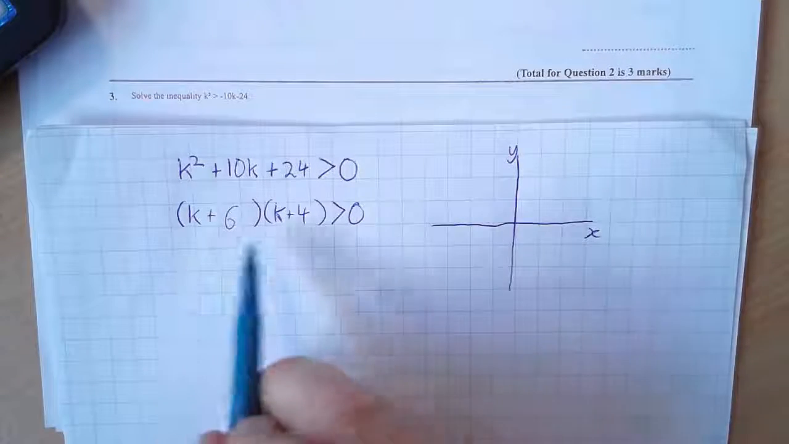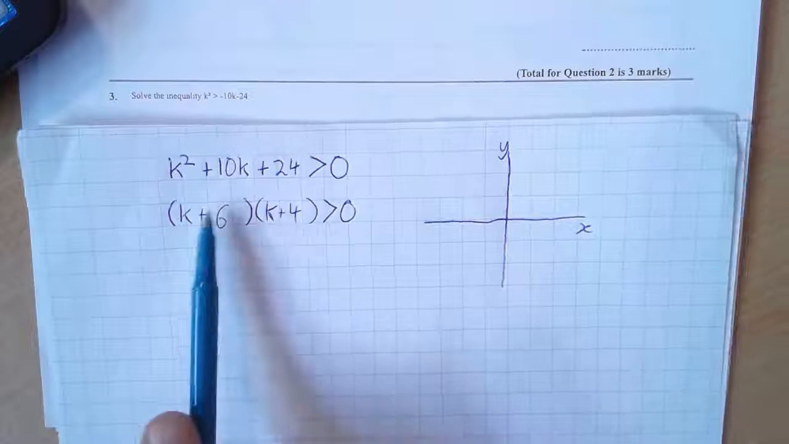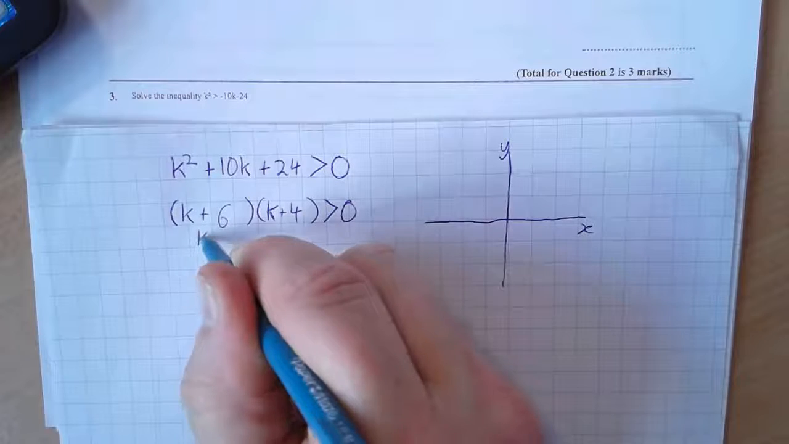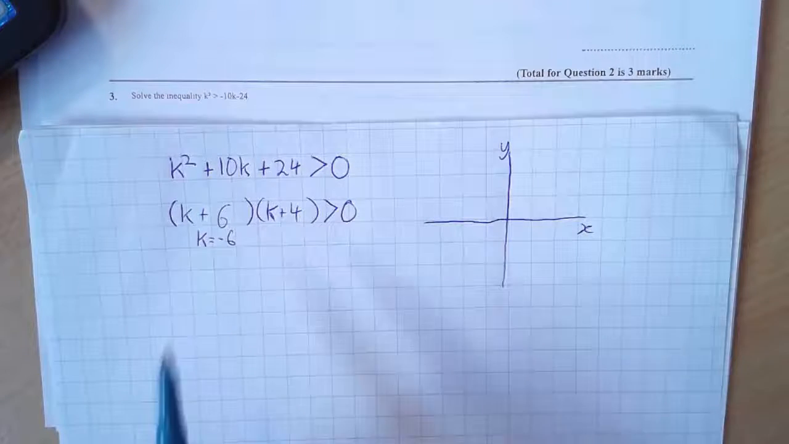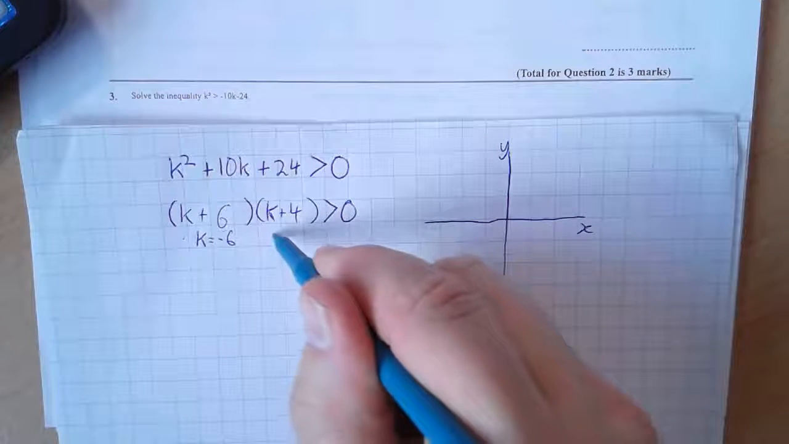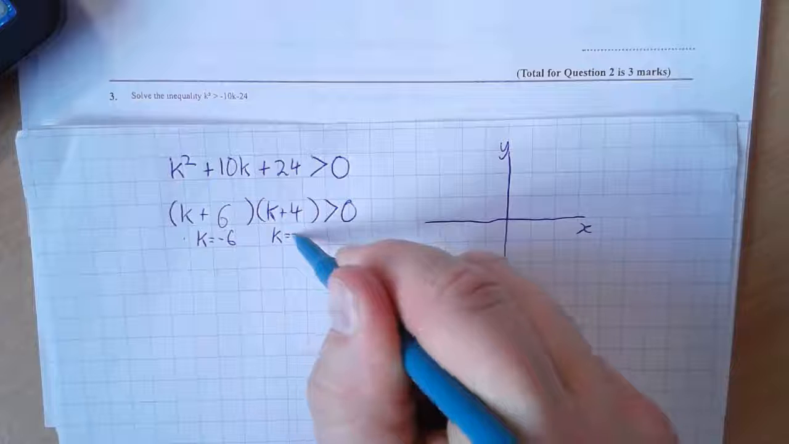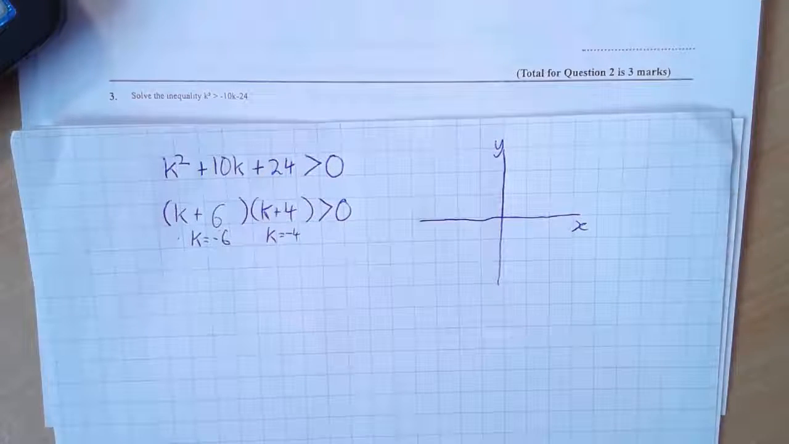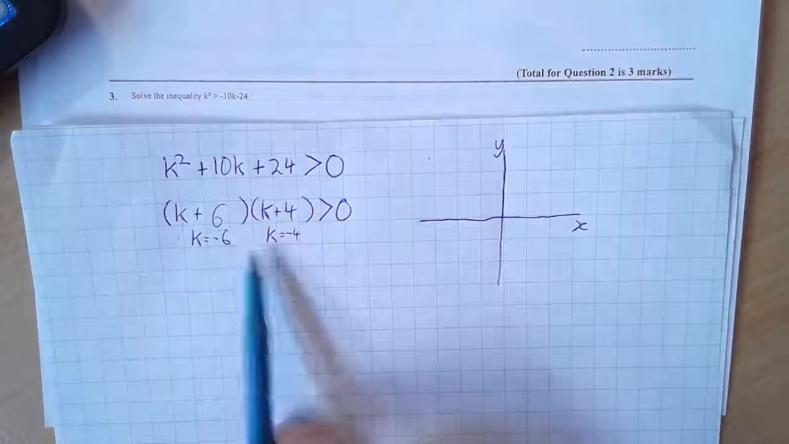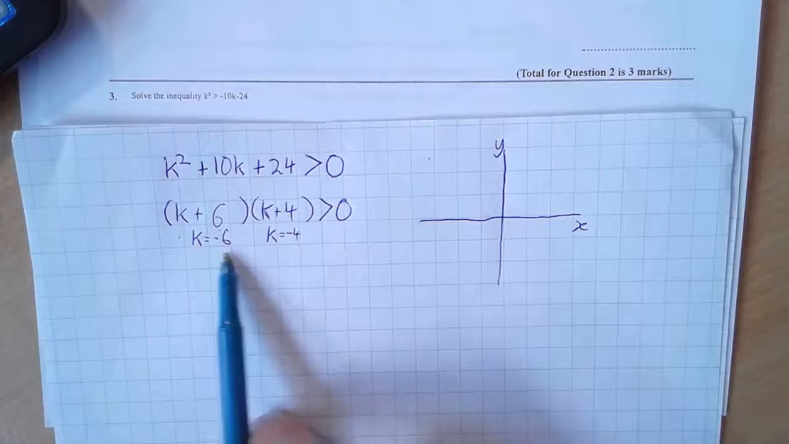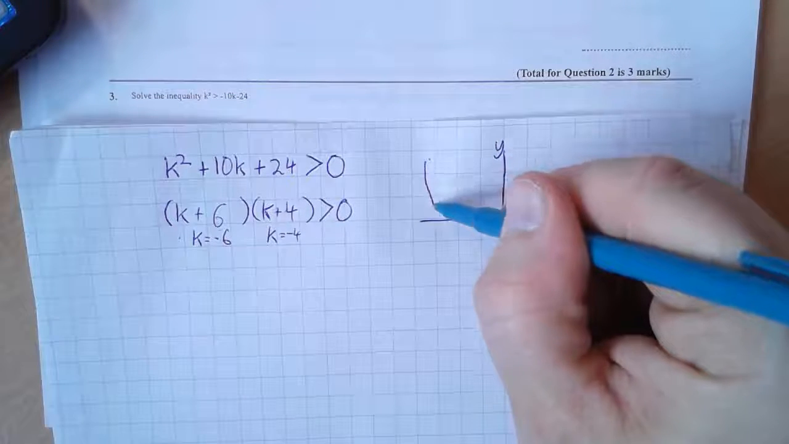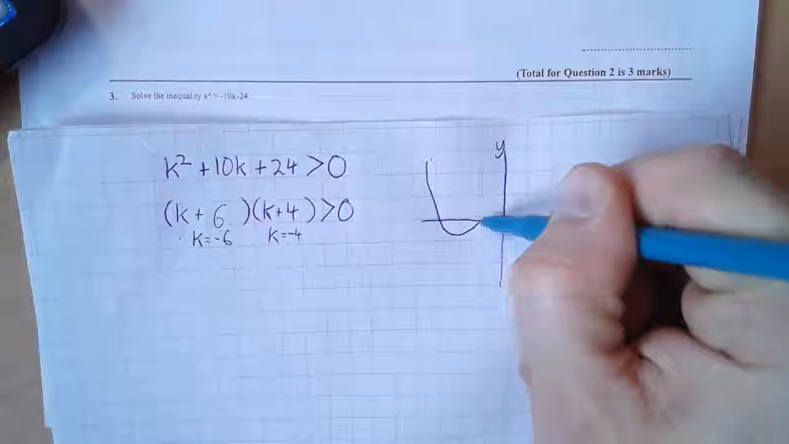So when would this be equal to 0? Well, when either of these brackets are equal to 0. So it's equal to 0 at k is minus 6, because minus 6 plus 6 would be 0. 0 times anything would be 0. And at minus 4, this would come to 0. So what I've got is a graph with roots minus 6 and minus 4. Okay, so it will go through minus 6, minus 4.